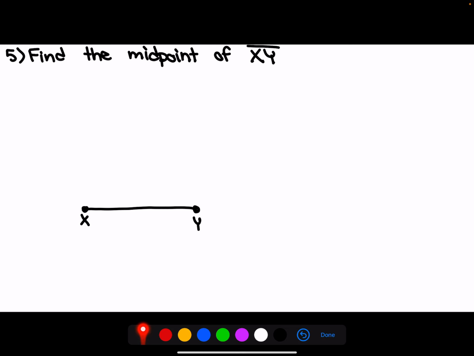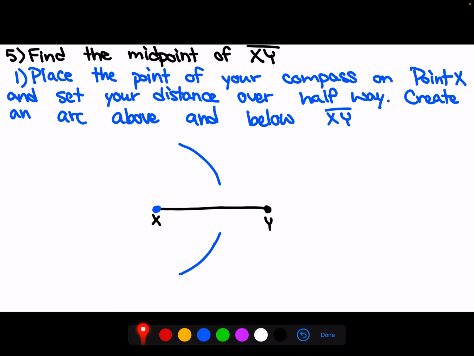All right, next up, number 5. Find the midpoint of segment XY. So to find the midpoint, we should probably take the perpendicular bisector. The first thing that we're going to do for the perpendicular bisector, because again, a bisector intersects at the midpoint, is you're going to place the point of your compass on point X. Set your compass over half the distance of XY. And with your compass set to over half the distance, you're going to create an arc above and below segment XY.